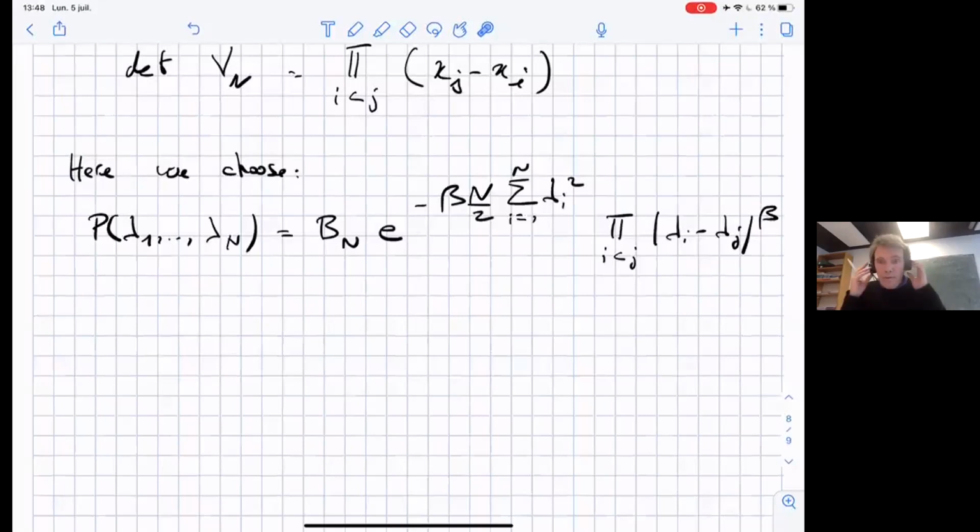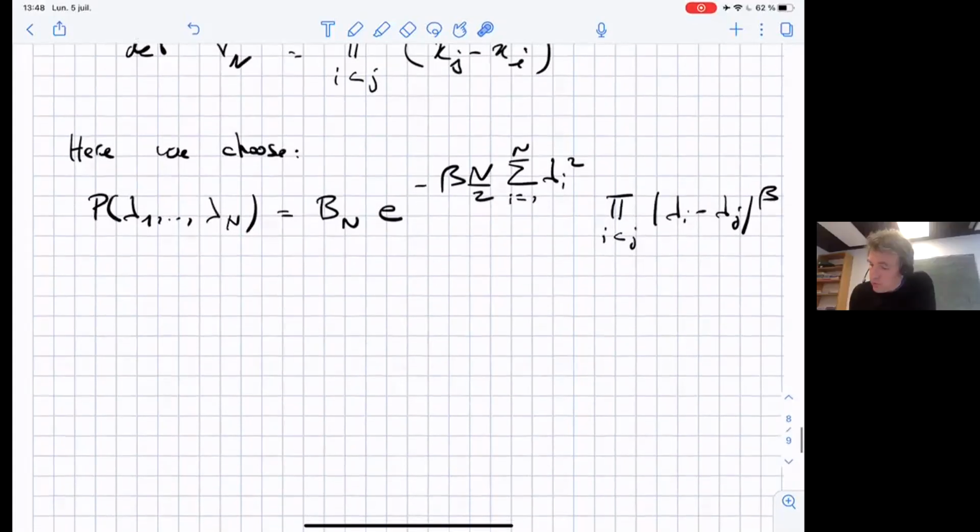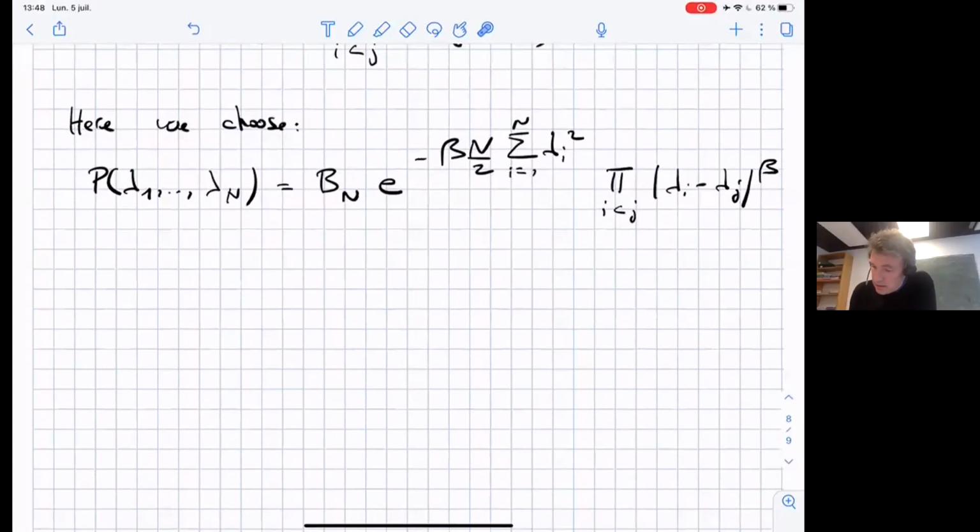So I have about 10 minutes more or less. Okay. So now I want to understand this in a more physical way. Up to now, one could say this is pure math, there is no physics there. And what I want to discuss now is the Coulomb gas approach.